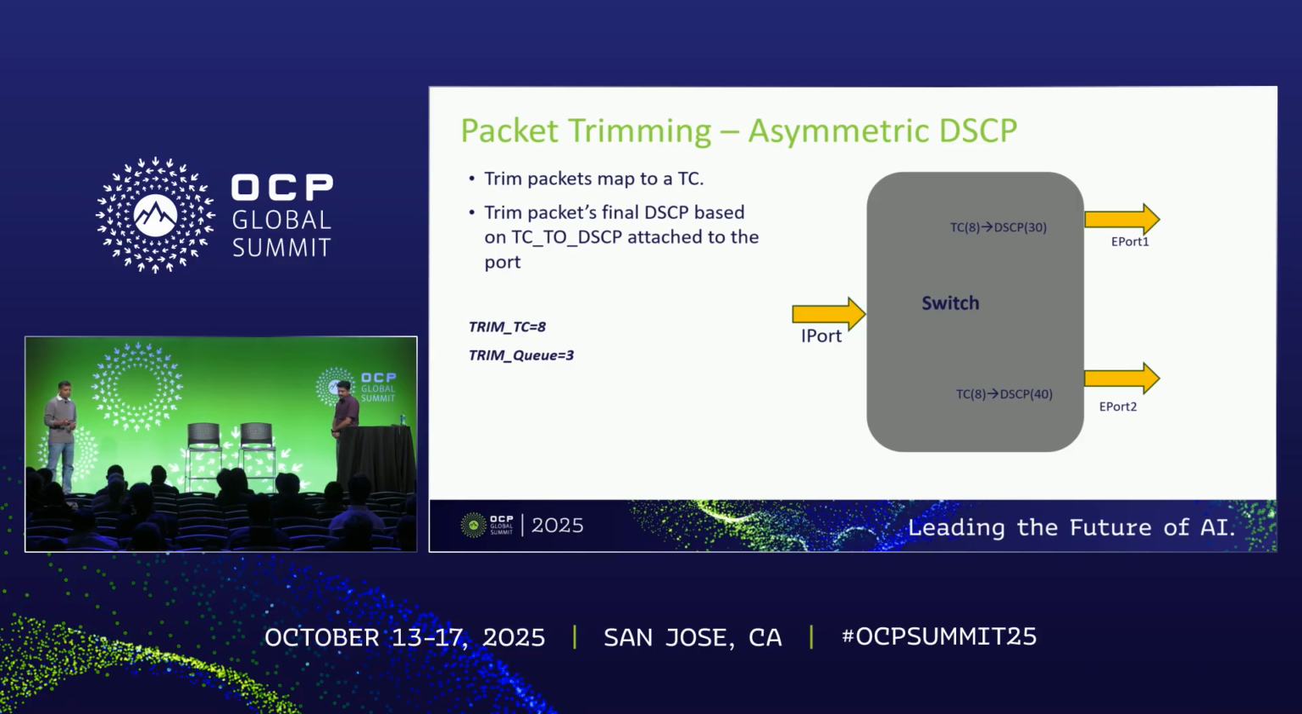And we have two egress ports, egress port 1 and egress port 2. On egress port 1, there is a map which changes the DSCP value from trim TC 8 to DSCP 30. And on egress port 2, we have another TC to DSCP map, which maps the trim TC value 8 to DSCP 40. So based on the congestion and the egress port, the final DSCP value of the trim packet will be changed. This is mainly useful because in a multi-tier topology you could have T0, T1, T2 uplinks and downlinks, and based on the configuration, the trim packets can have a different DSCP value.